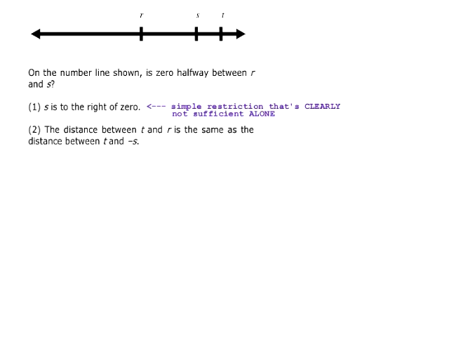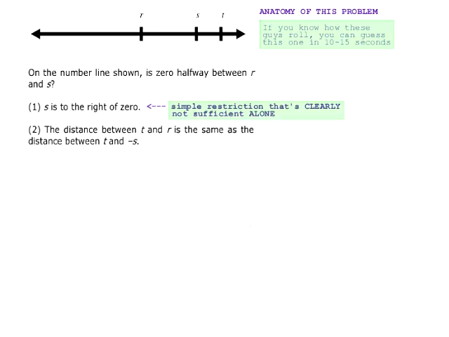What I'm going to give you an insight into here is the anatomy of this problem. Because if you know how these guys roll, you can guess this one in like 10 seconds. It's guessing. This is not infallible, and it doesn't take the place of doing the work. But this is some simple restriction that's not sufficient alone, and this is a complicated-looking thing that clearly represents more than one case.